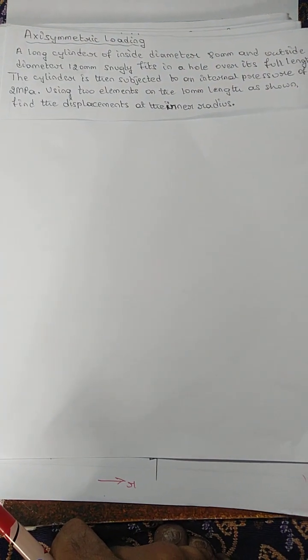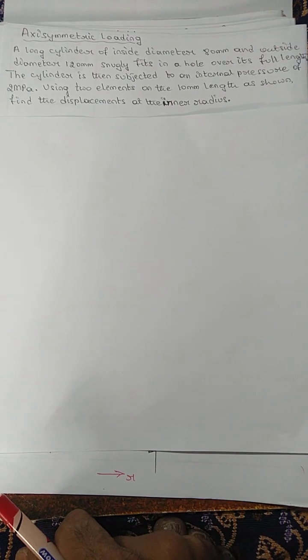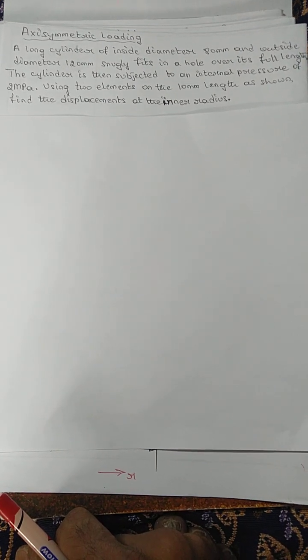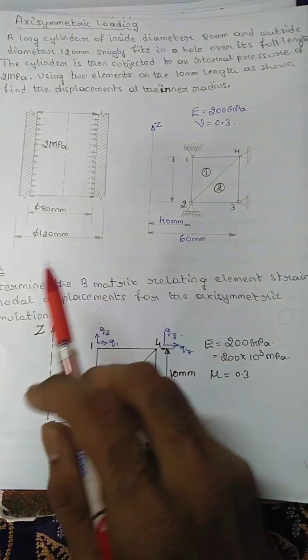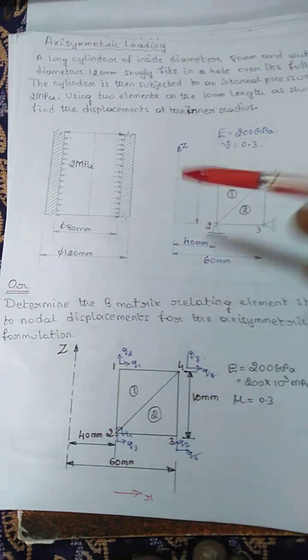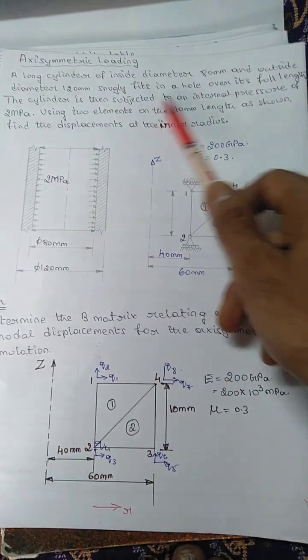A long cylinder of inside diameter 80 mm and outside diameter 12 mm snugly fits in a hole over its full length. The cylinder is then subjected to an internal pressure of 2 megapascals. Using two elements on the 10 mm length as shown in the figure, we have to find the displacements at the thinner radius. Okay, so this is the given sketch for the given definition.